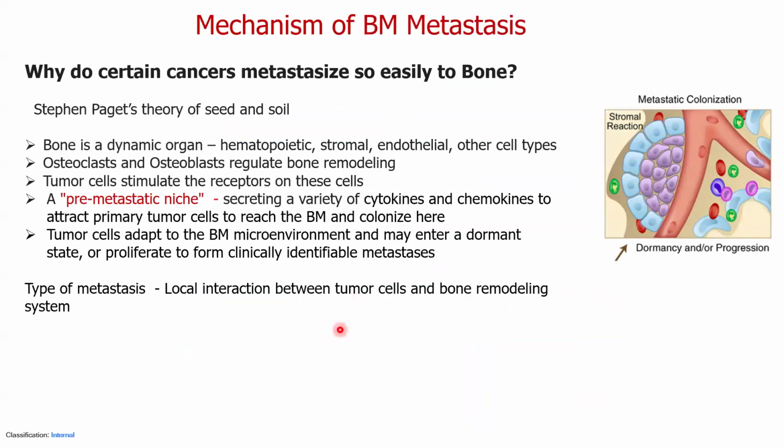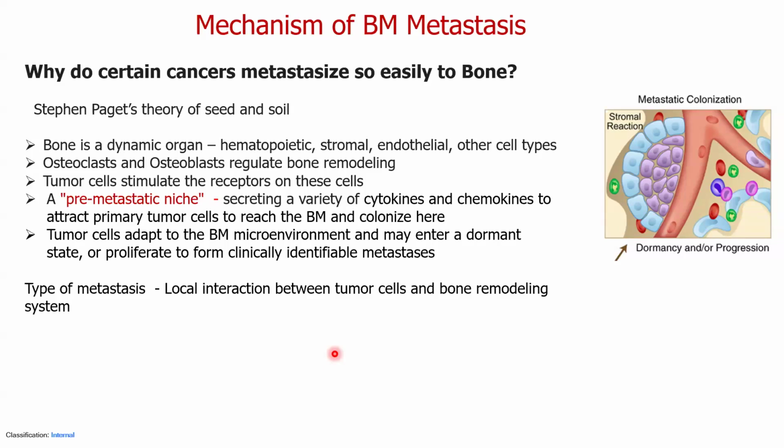Why do certain cancers metastasize so easily to the bone? It is based on Stephen Paget's theory of seed and soil. Now, bone is a dynamic organ. It has hematopoietic, stromal, endothelial, and many other cell types. It has osteoblasts and osteoclasts. And then tumor cells stimulate the receptor on these cells, and a pre-metastatic niche is formed within the marrow, which secretes cytokines and chemokines and attracts the primary tumor cells to reach the bone marrow and colonize here.